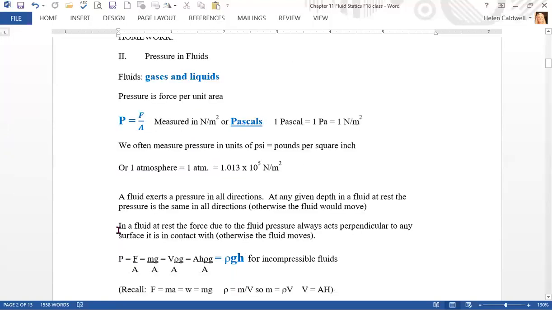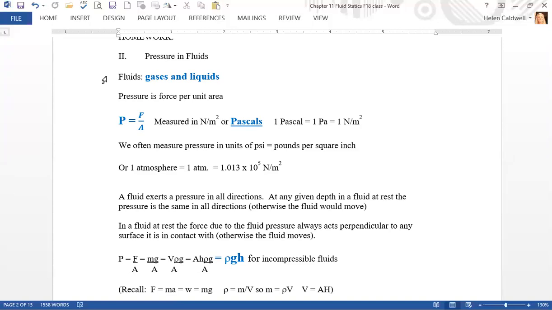So fluids have internal pressure. I said earlier that a fluid is comprised of either gases and liquids. Pressure is force per unit area, so P equals F divided by A. This is a capital P, a capital F, and a capital A. Pressure is force divided by area. The pressure is measured in newtons per meter squared or pascals. We abbreviate pascals as Pa, so capital P, little a. And 1 pascal is the same thing as 1 newton per meter squared.